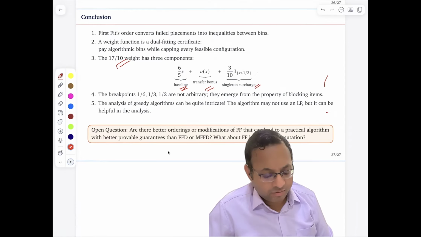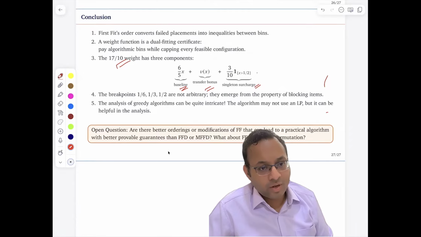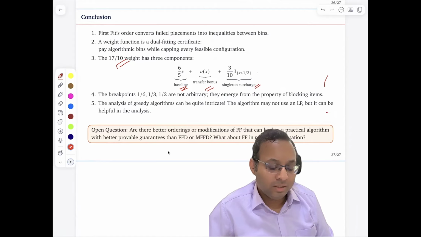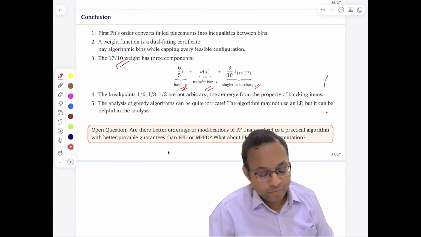And then we realize this function is not magical. The reason this 1/6, 1/3, half is appearing, there's a discontinuity at half. There are some slopes which are varying. All this comes quite naturally.